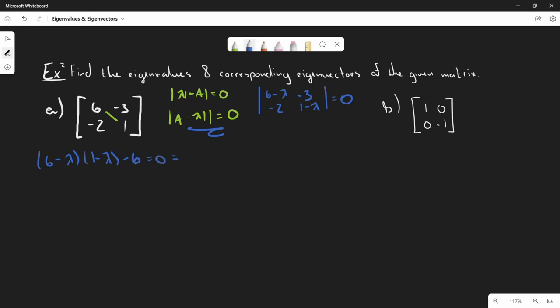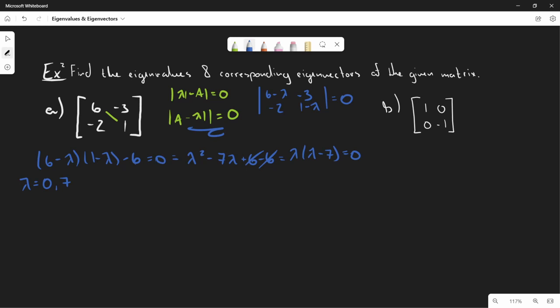We're going to expand, and so we are left with lambda squared minus 7 lambda plus 6 minus 6 is equal to 0. So obviously this 6 will cancel out. We can also factor out a lambda. So this will be equal to lambda times (lambda minus 7), set equal to 0. And so we see that our eigenvalues are lambda equal to 0 and 7.